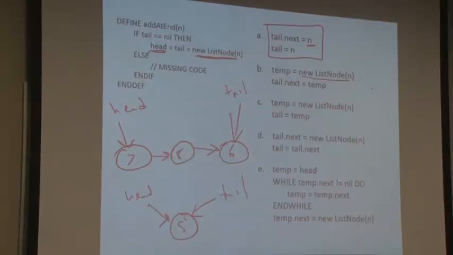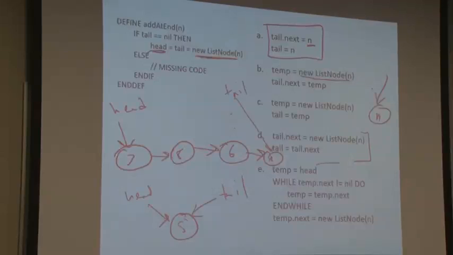Here, we create a new list node, and then we just set tail equal to it, so this is not connected to the rest of the list in any way. This is actually the correct way to do it, where we're saying, okay, tail.next is going to be our new list node, and then we're going to move the pointer to tail.